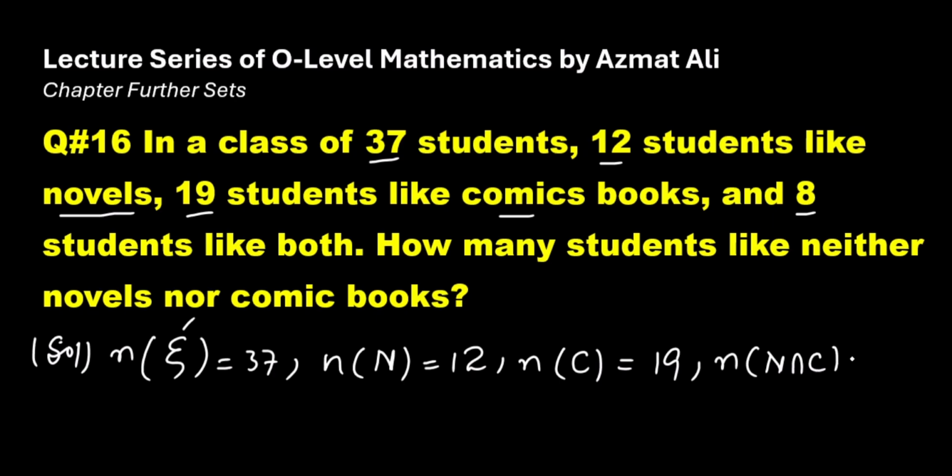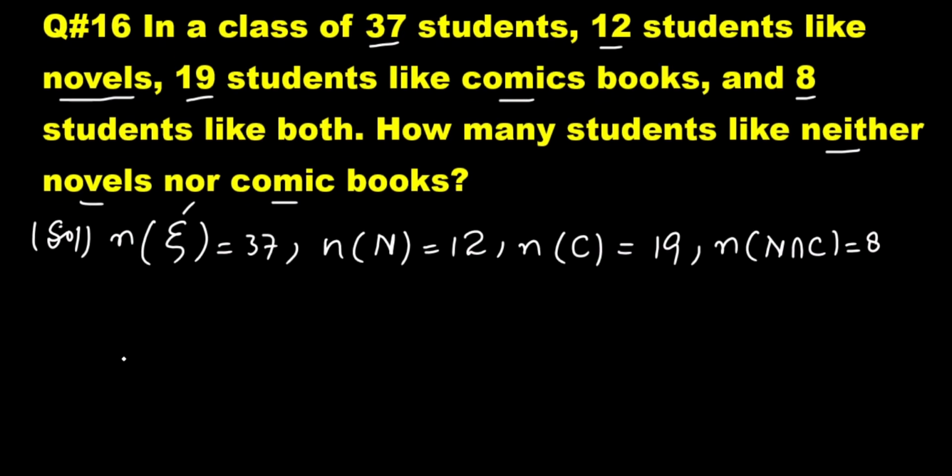This is given, 8. How many students like neither novel nor comic? Neither novel nor comic means we have to find the intersection of their complements. That is, neither novel, meaning N complement, intersection, nor comics, meaning C complement. This is our target to find.